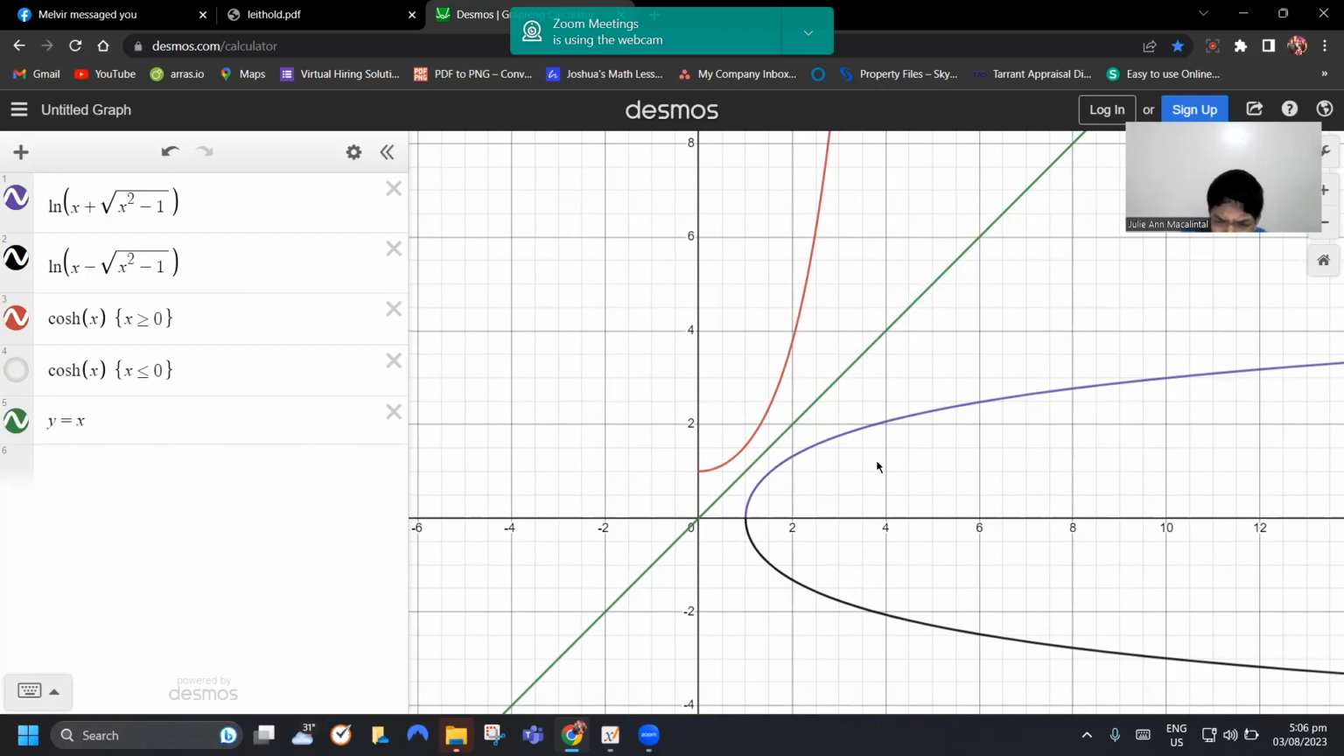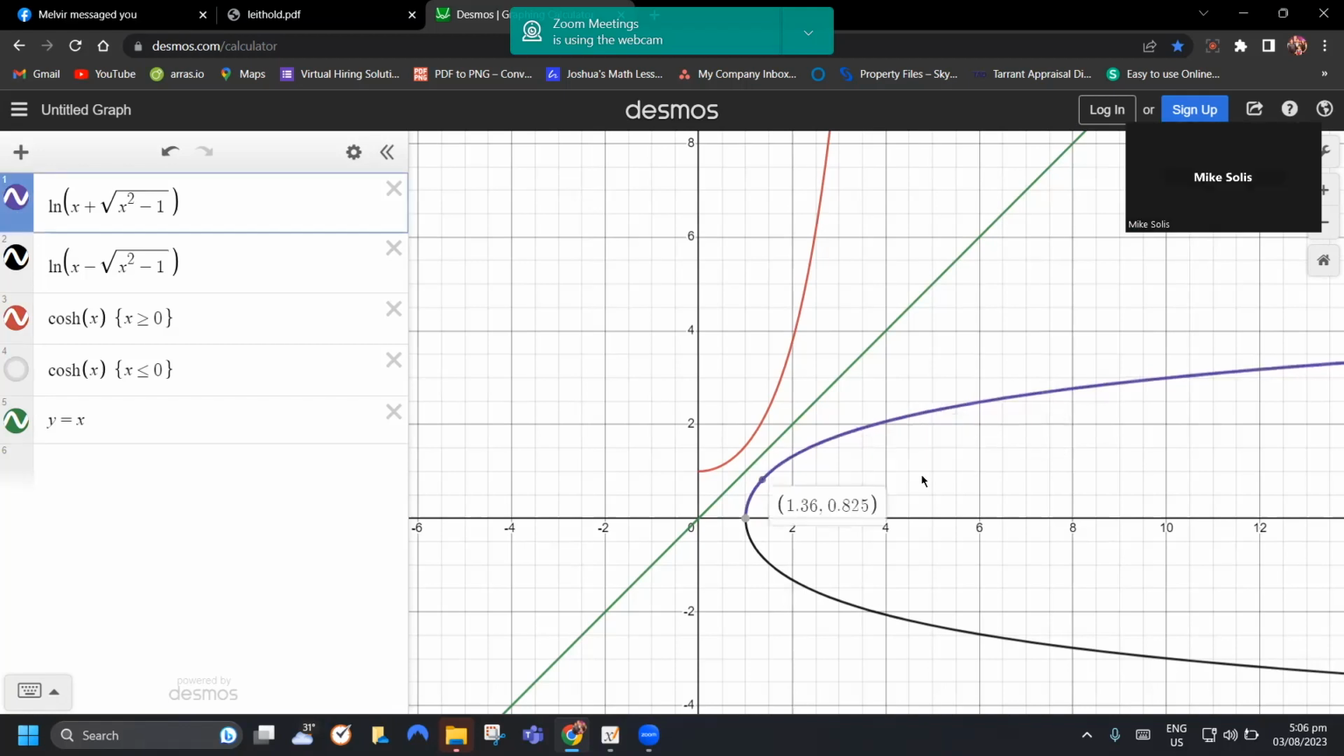Ito pong blue. Purple pala. Okay, so i-hide mo muna yung ln of x minus. So, dito, yung cos x at saka ln of x plus square root of x squared minus 1, inverse function pair sila. The other inverse function pair is yung pag minus at saka x less than or equal to 0 na cos.